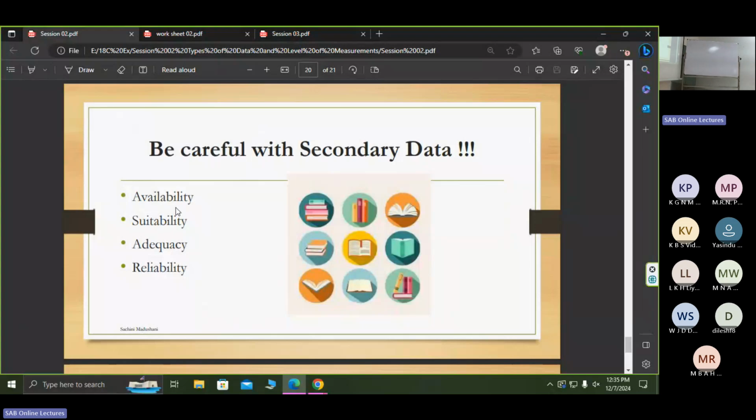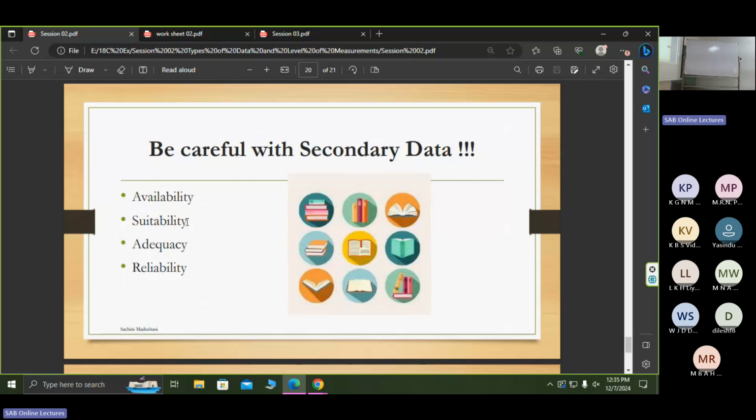Availability. The first thing is we need to check, based on our study, whether this kind of data is already available or not. Is it clear? If the relevant data is already available, then we move to the second criterion. What is it? Suitability. When data is available, we need to check whether this available data is appropriate to our study.